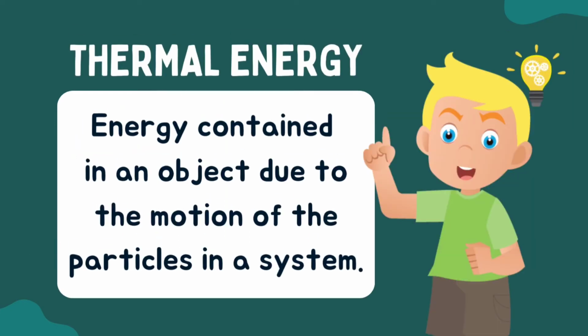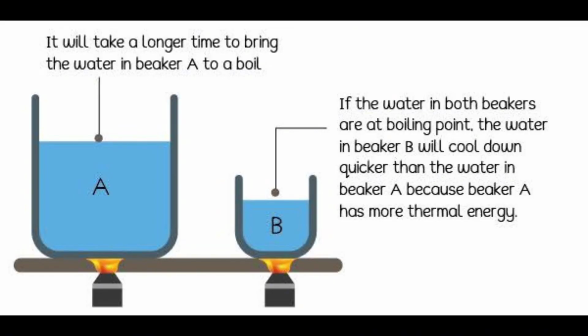Now, let's talk about thermal energy. It is the energy contained in an object due to the motion of the particles in a system. For example, if we have two beakers with different amounts of water, beaker A has more water than beaker B, it will take a longer time to bring the water in beaker A to a boil. If the water in both beakers is at boiling point, 100 degrees Celsius, the water in beaker B will cool down quicker than the water in beaker A because beaker A has more thermal energy.